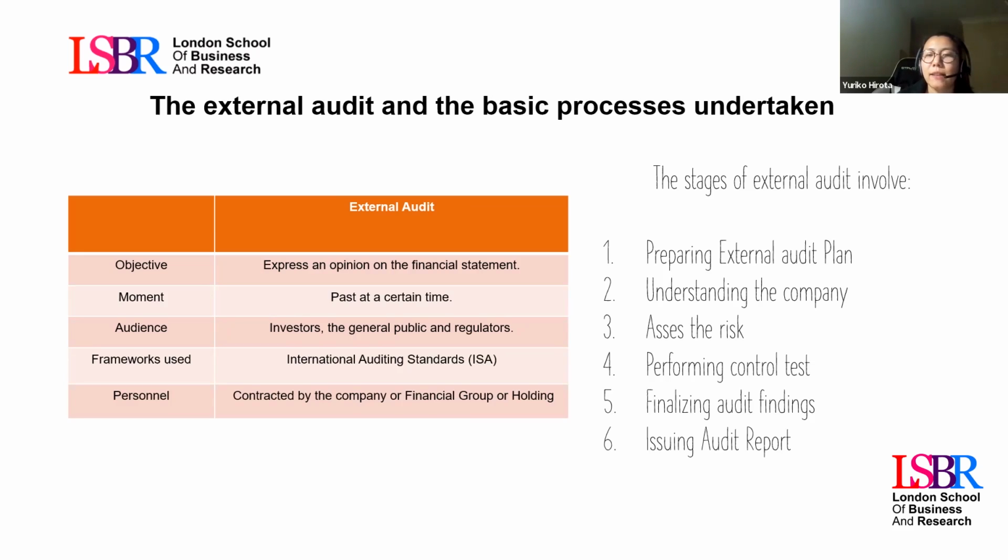And number three is assess risk. In this stage, the auditor is determining if the external auditor is going to rely on controls or if he is going to review documentation. If the external auditor determines that the internal control of the company is good, the external auditor is going to review less documentation. But if the external auditor determines that the control is not good enough, the external auditor is going to review more documentation.